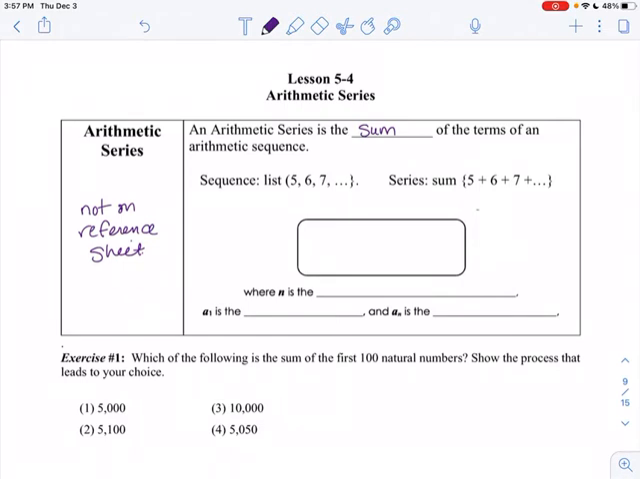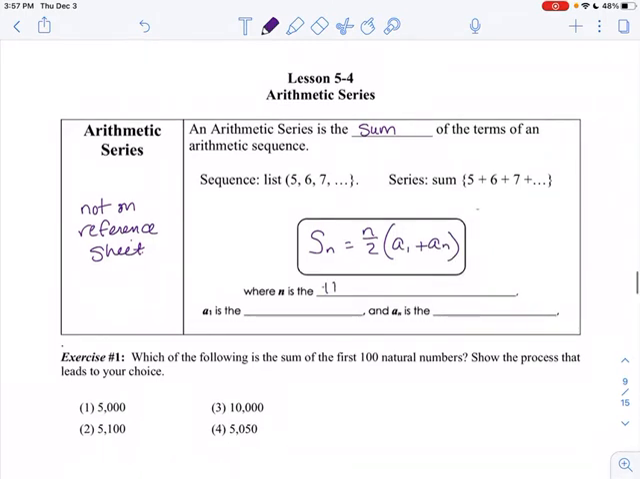The formula that I can use to find the sum of all the terms, S stands for sum, is S sub n equals n divided by 2, and we'll define what each of these things is down below, parentheses, a sub 1 plus a sub n. n is the number of terms. So if I have 10 terms, n would be 10. A sub 1 is the first term, and a sub n is the last term.